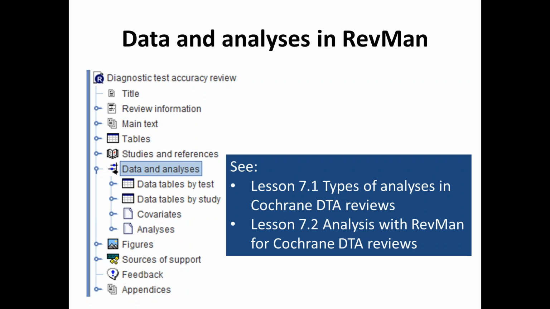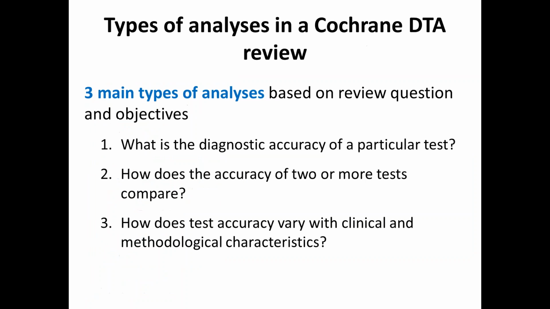And there are lessons, and John showed the web page for Cochrane training. You can access these lessons that will tell you a bit more about the types of analyses and what you can do in RevMan. So the three main types of analyses are based on the review question. So is it the analysis of a single test, or are you comparing tests, or are you investigating heterogeneity?